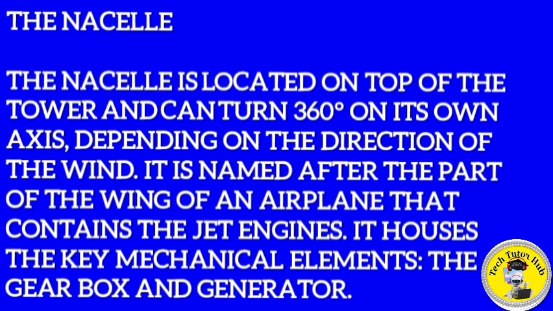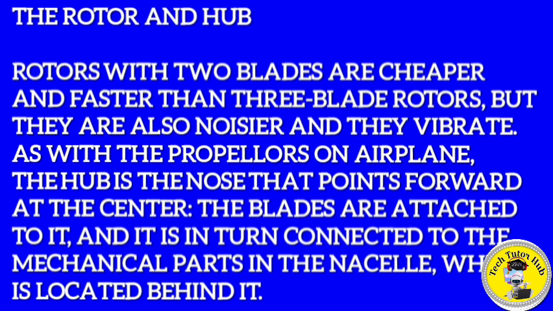The nacelle. The nacelle is located on the top of the tower and can turn 360 degrees on its own axis, depending on the direction of the wind. It is named after the part of the wing of an airplane that contains the jet engines. It houses key mechanical elements: the gearbox and generator, a rotor and hub.